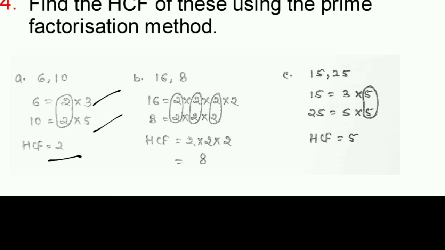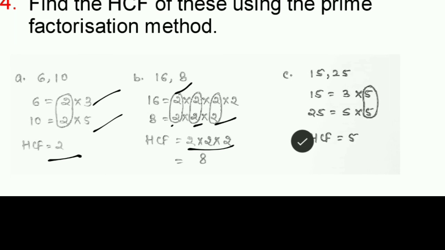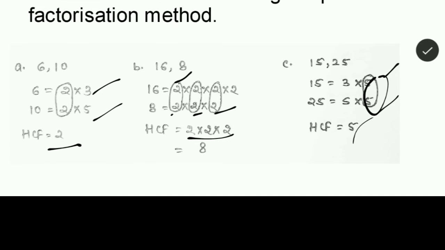16 and 8. 16 is 2 into 2 into 2 into 2. 8 is 2 into 2 into 2. So these are the common. It means 8. 15 and 25. 3 into 5, 5 into 5. Common is 5. This is one method.